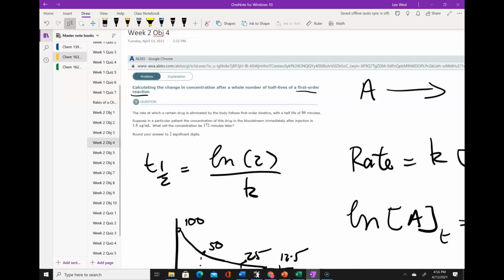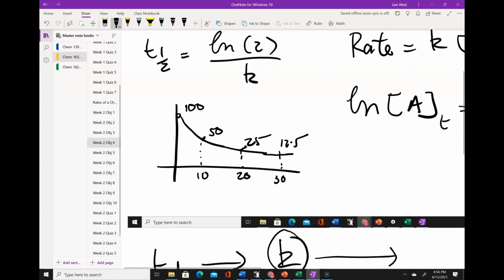The rate at which a certain drug is eliminated from the body follows first order kinetics, okay, with a half-life of 86 minutes. Suppose in a particular patient, the concentration of this drug in the bloodstream immediately after injection, so this would be t equals 0, is 1.8 micrograms per milliliter. I'm going to call that my original concentration at t equals 0. What will be the concentration 172 minutes later?